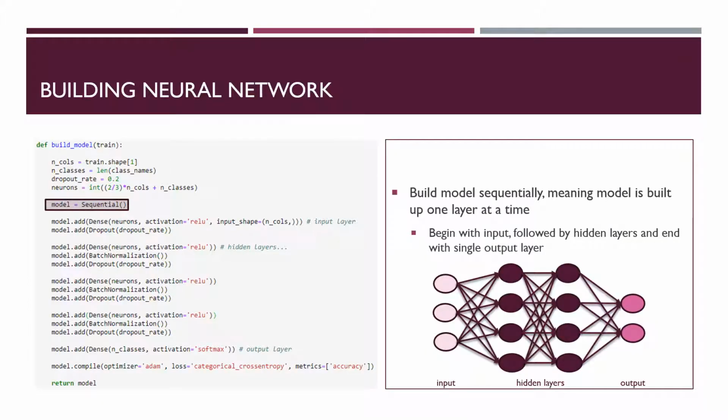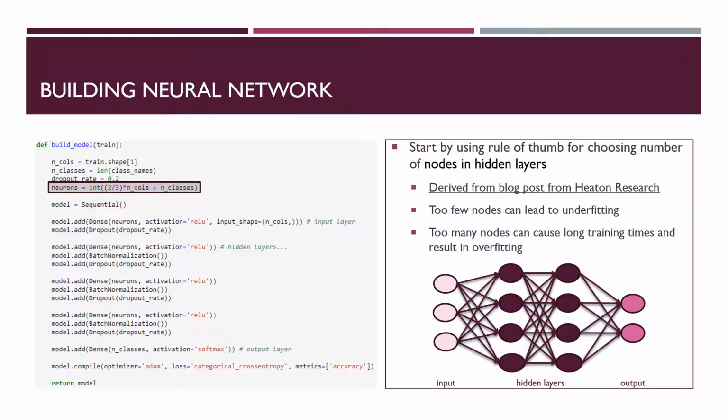The biggest portion of this project was spent building and optimizing the neural network. I started with the Python library Keras, and in this library, you define the model as sequential, and this allows you to build up the network a single layer at a time, starting with the input layer and then followed by X number of hidden layers and ending with an output layer.